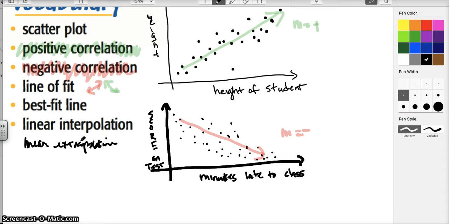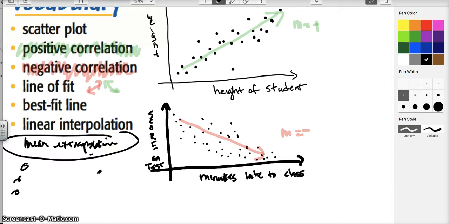And honestly, sometimes I have to remind myself of the difference between the two. But linear extrapolation says I'm going to take information. This is me reviewing the last definition we had: linear extrapolation is when we have information and we're going to predict what's happening kind of outside the data that we have. And linear interpolation is going to be trying to predict what's going on inside the data we have.